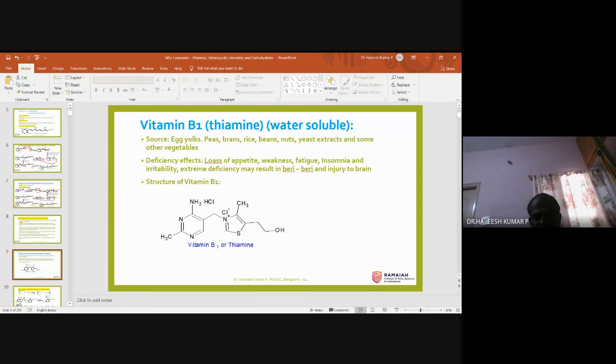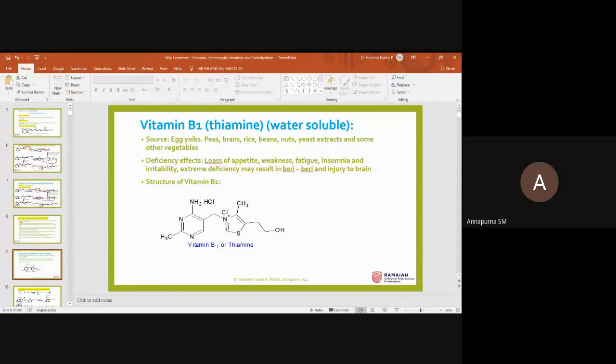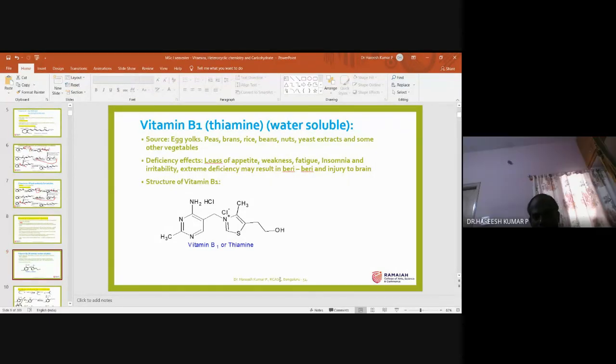Maybe I will stop sharing. Do you find any difficulty in understanding up to this? Could you see the screen and also the cursor or pointer movement? Yes, sir. Okay, I will stop sharing now.